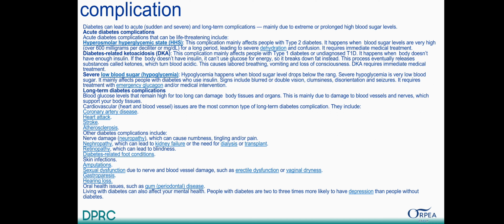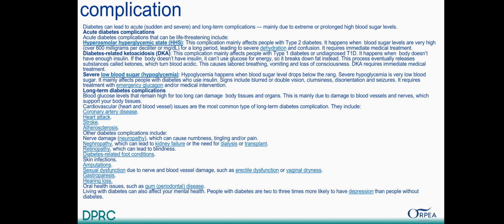Long-term diabetes complications happen because of the effect of high blood sugar on the blood vessels and the nerves, and that will also affect the other organs. Complications of the cardiovascular system are the most common complications of diabetes mellitus. These are cardiac complications, which can be coronary heart disease and heart attack, stroke, and atherosclerosis.